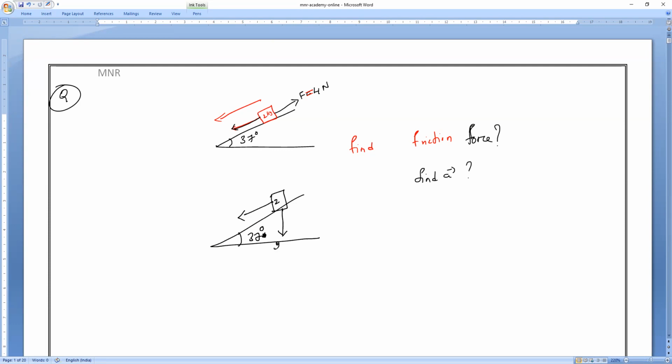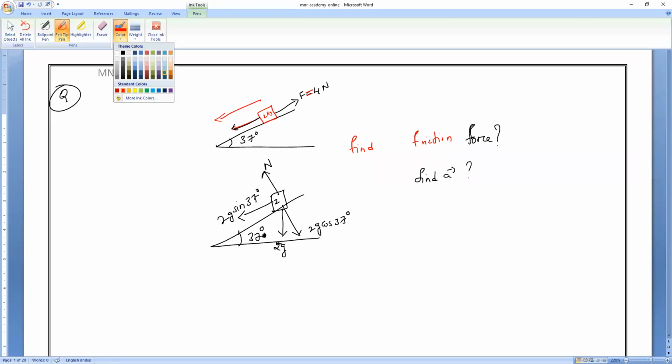Weight is equal to 2g and there is a normal reaction. We all know that along the x-axis, what will happen? 2g sin 37, and perpendicularly along the y-axis, 2g cos 37. You should tell me, this is not the first time you are studying. We have studied many things related to this. So that's all it is.